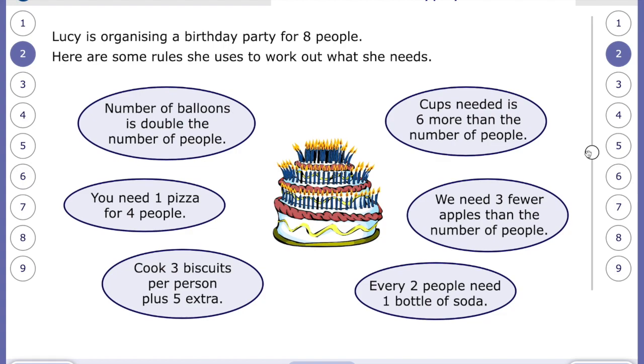The number of balloons she needs is double the number of people who are coming. She's going to need 1 pizza for every 4 people. She's going to cook 3 biscuits per person and cook an extra 5 on top. She's going to need 6 more cups than the number of people coming. She's going to need 3 fewer apples than the number of people. And every 2 people are going to need 1 bottle of soda.